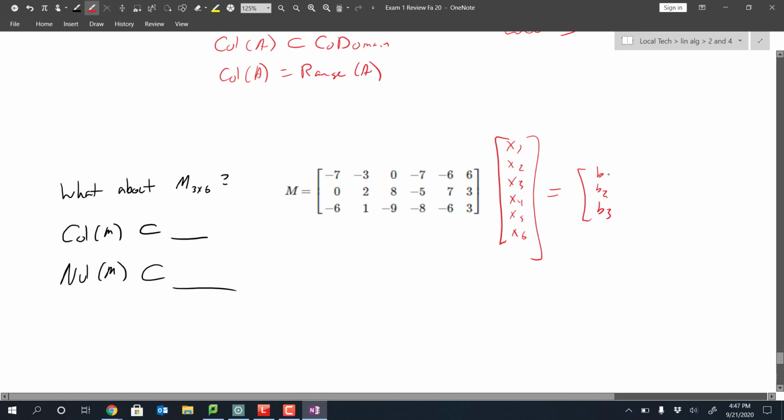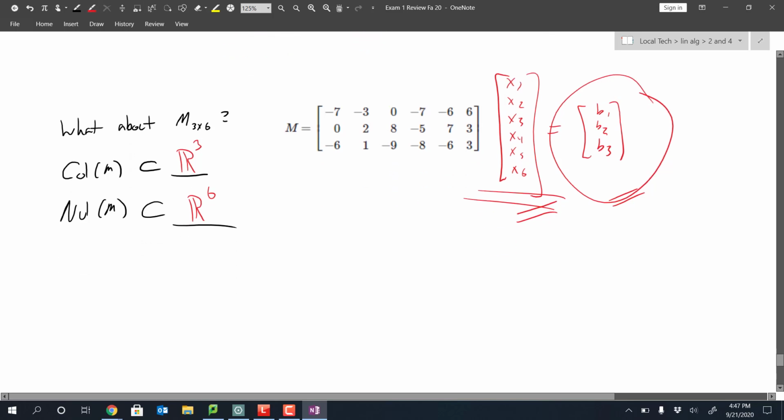The output would be a vector in R3, which means multiplication of this matrix is taking vectors from R6 and mapping them to vectors in R3. The column space is where the B's live, so the column space would be a subspace of R3. The null space is the X's that map to 0. That has to be a subset of R6.